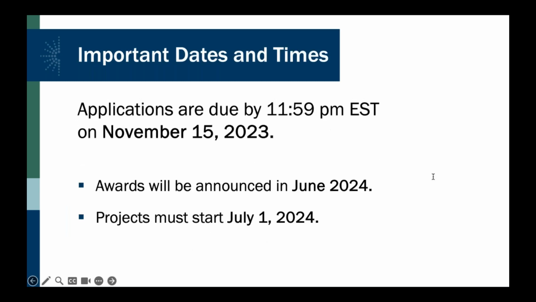Here are a few important dates relating to your application. Applications must be received through grants.gov by 11:59 p.m. Eastern Time on November 15th, 2023. The date is non-negotiable. The timestamp is auto-generated by the grants.gov system, and we have no ability to override it. We will say this repeatedly: start early and submit your application early. That way, if you encounter a difficulty of any kind when submitting your proposal, you'll have some time to resolve the problem and resubmit.